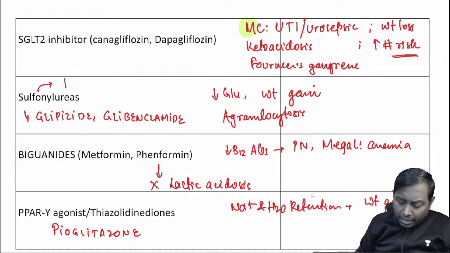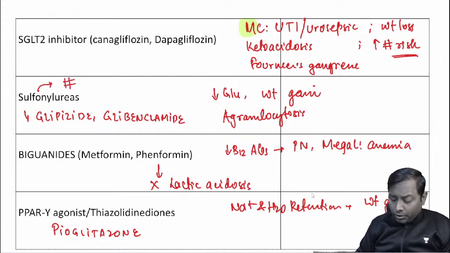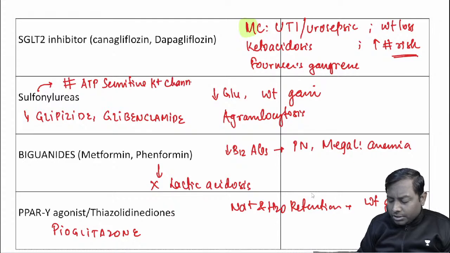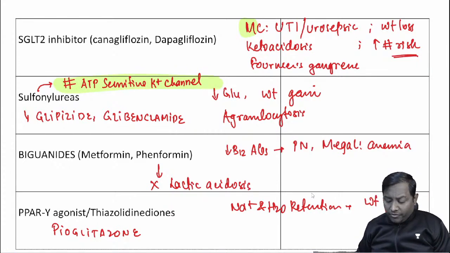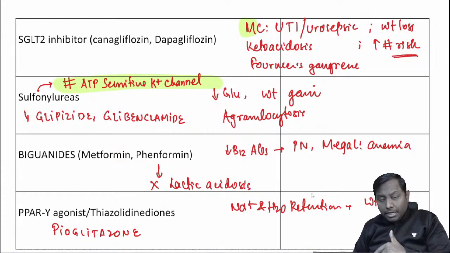Sulfonylureas act by blocking the ATP sensitive potassium channel. This is another question: ATP sensitive potassium channel. Because of this, they will cause further release of insulin. So we call them insulin secretagogues, and insulin has a fat sparing effect. But here the weight gain is because of sodium and water retention.